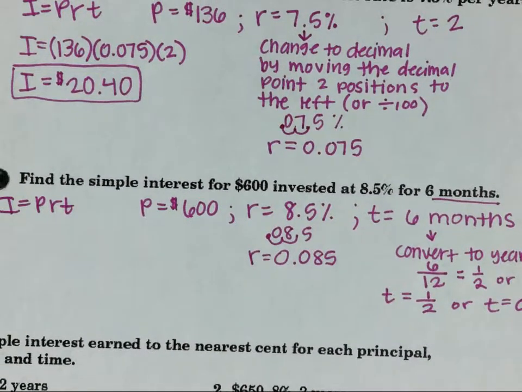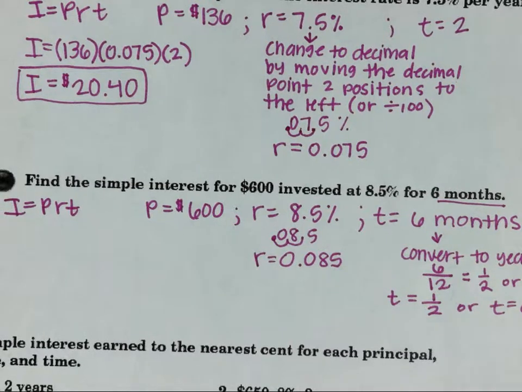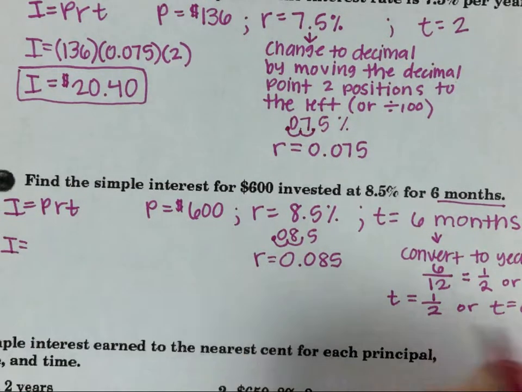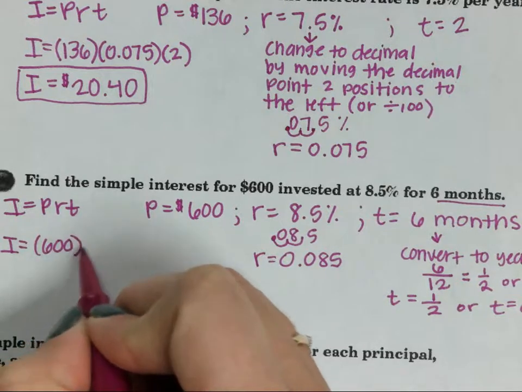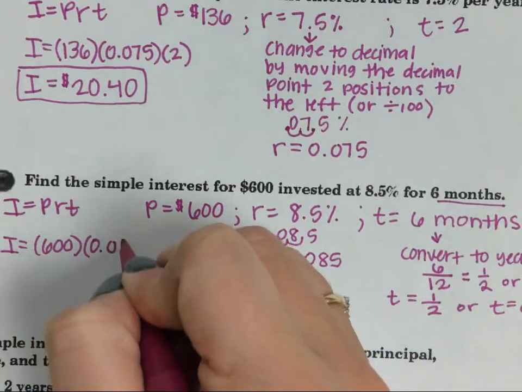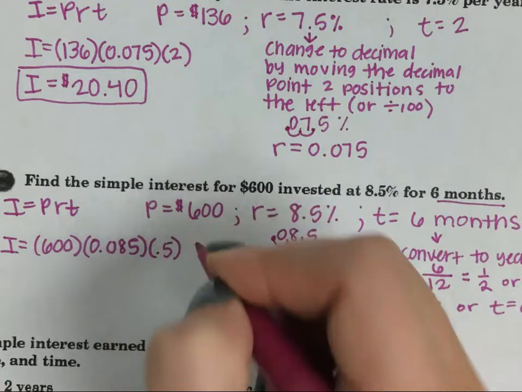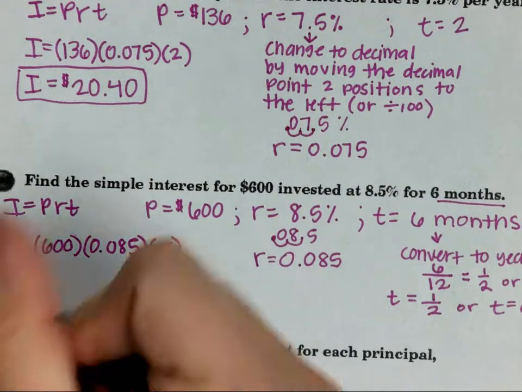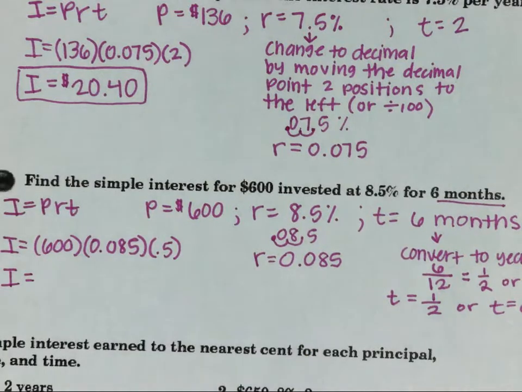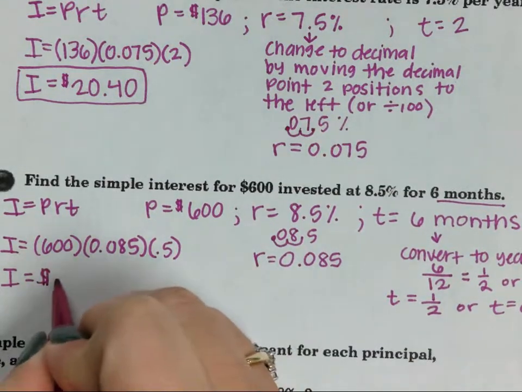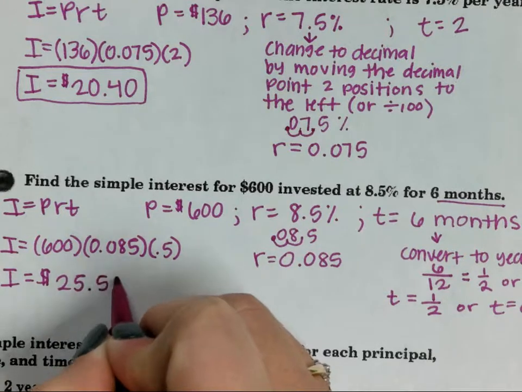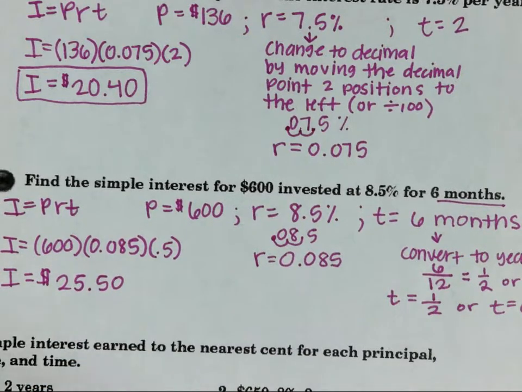Okay, so now I'm ready to plug those numbers into my formula. So my P is 600. My R is 0.085. And my T, do y'all want to use 1/2 or 0.5? 0.5, okay. Alright, so when I multiply all that together in my calculator, what am I going to get? 25.5. So if I'm talking about money, it's going to be 25.50, or $25.50.